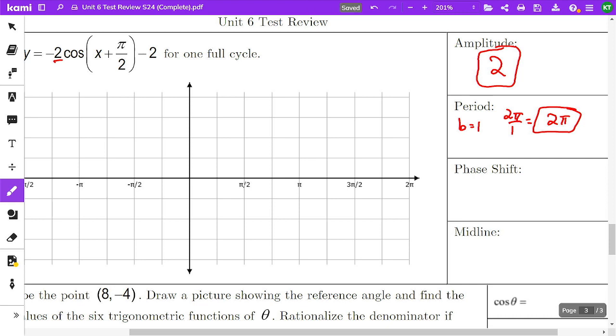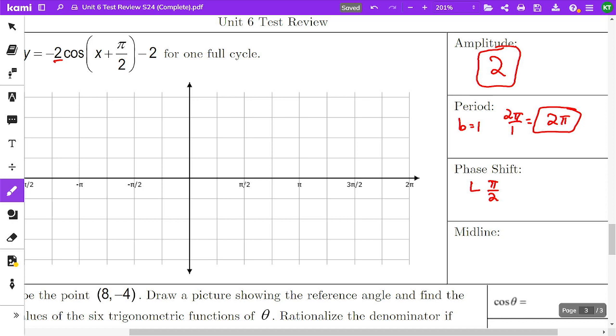Phase shift, we have a minus pi over 2. If we are not a minus, a plus pi over 2. I'm getting ahead of myself here. If I have a plus inside my parentheses, we do the opposite. So usually we see plus, we usually think, oh, we're going to go right. No, we're going to go left. So that means we're going to be going left pi over 2. This is where we're going to start graphing our cosine at our reference points, okay?